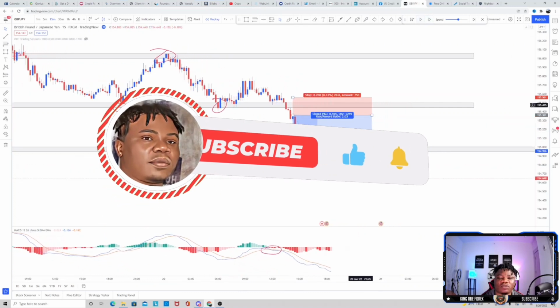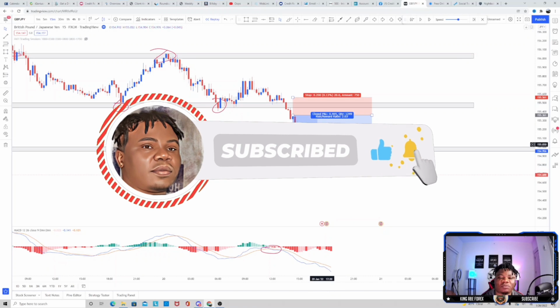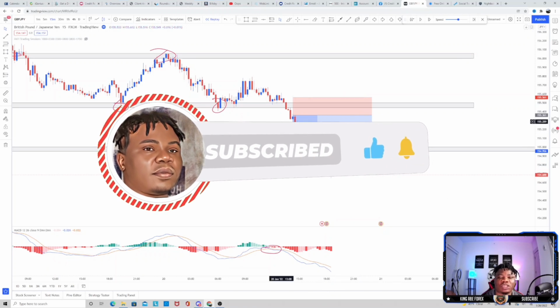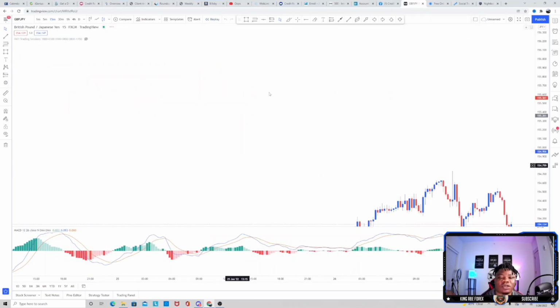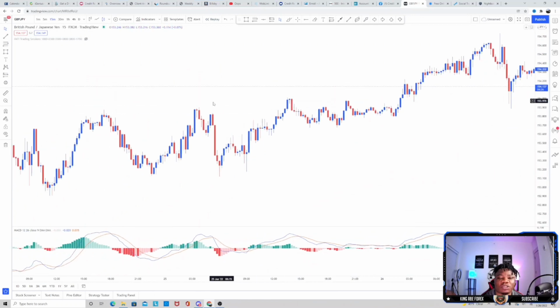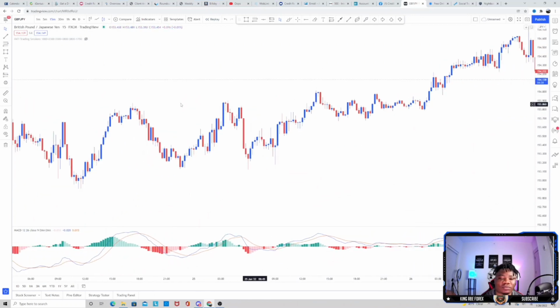Bang, right there, we got our take profit, smash for 40 pips, risk to reward ratio 2 times. So guys, this is exactly how you use this strategy to take a sell position as well. Now we're going to take a look at one more example. This time around, we're going to take a look at a buy position.